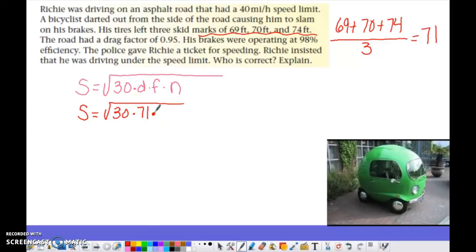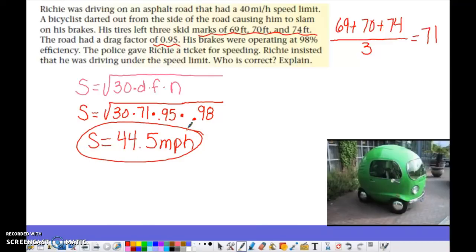Times F, which is my drag factor. It looks like here my drag factor is 0.95. And then times my brake efficiency, which is at 98%, so as a decimal, I'd say 0.98. So when I plug that into my calculator for speed, you should have gotten 44.5 miles per hour, to the nearest tenth.